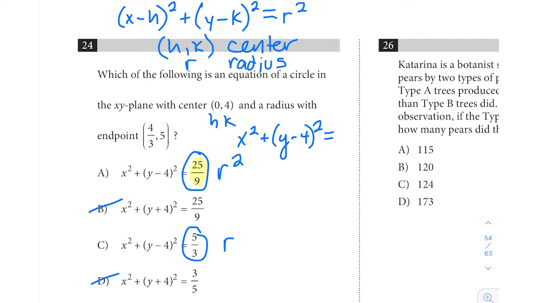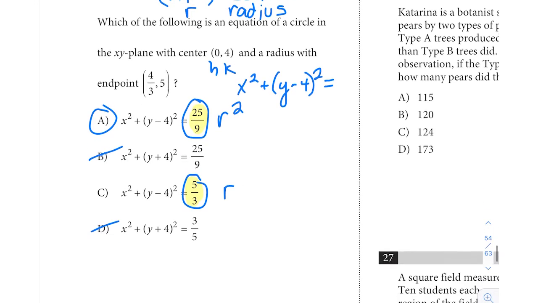And if we can recognize that this number, 25/9, is 5/3 squared, we can see the relationship between those two answer choices and go ahead and select answer choice A, again, without having to deal with the complex math involved in finding the radius by using the center and the endpoint and having to do a very complicated distance formula on a question like this. So that's the ideal approach on question 24. And our correct answer choice there is A.